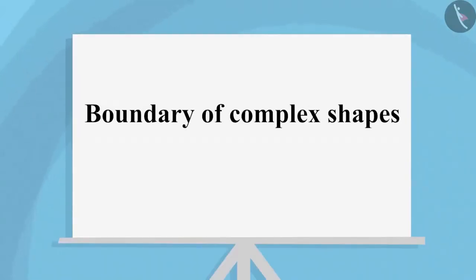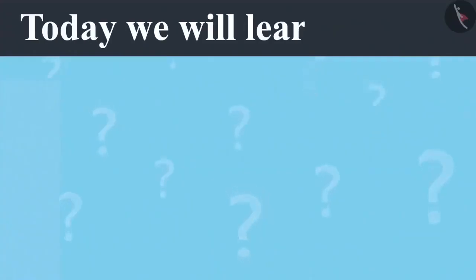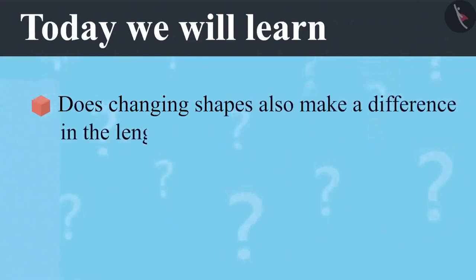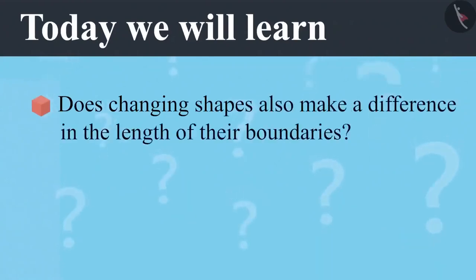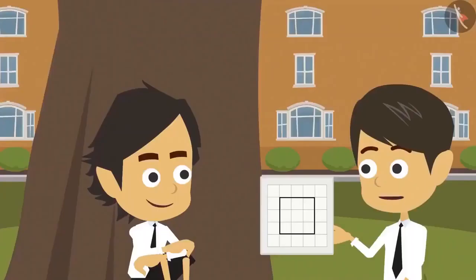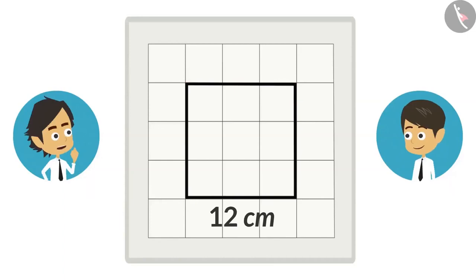Boundary of complex shapes, part 2. In this video, we will learn, does changing shapes also make a difference in the length of their boundaries? Look, I made a square on this paper. Its boundary is 12 centimeters. Yes, that is easy to find.